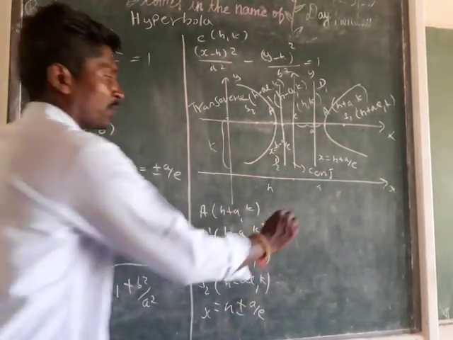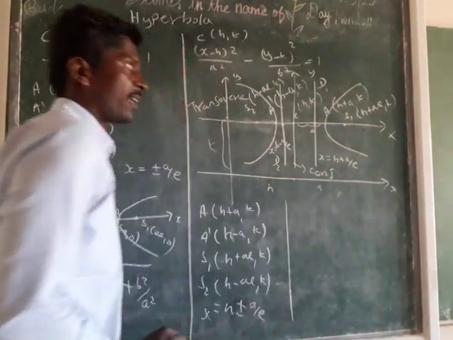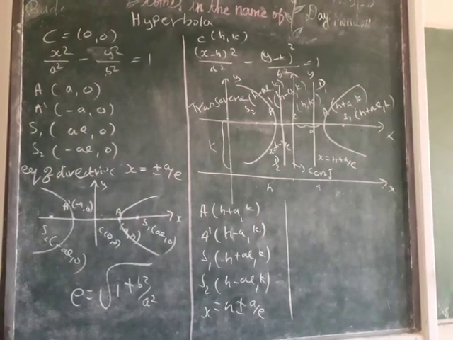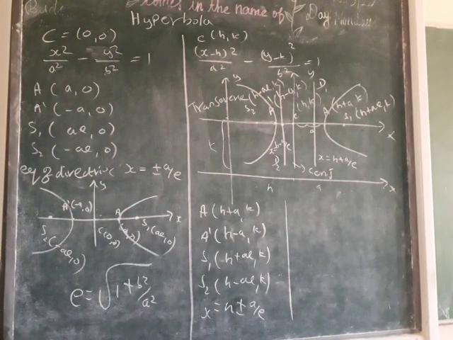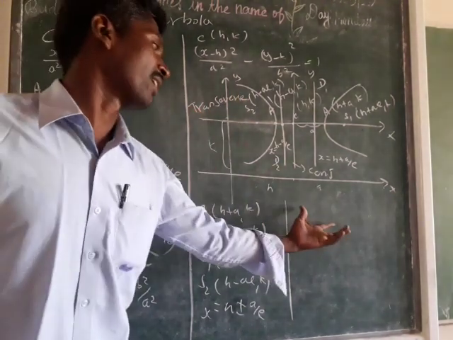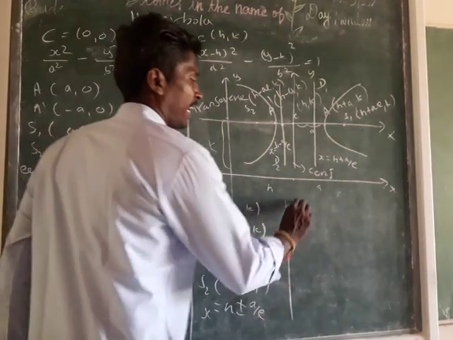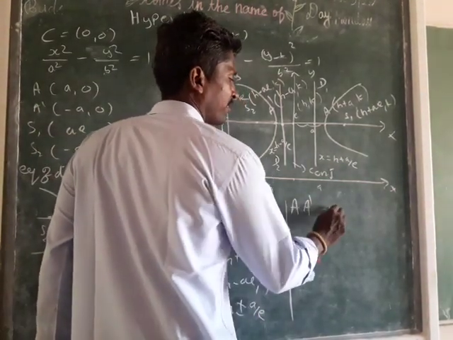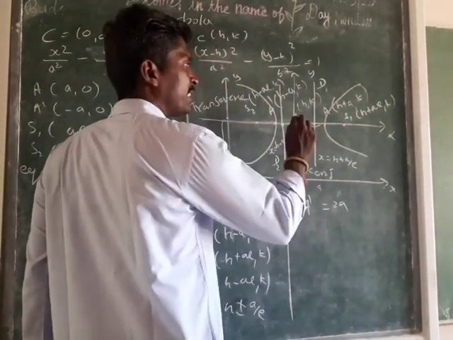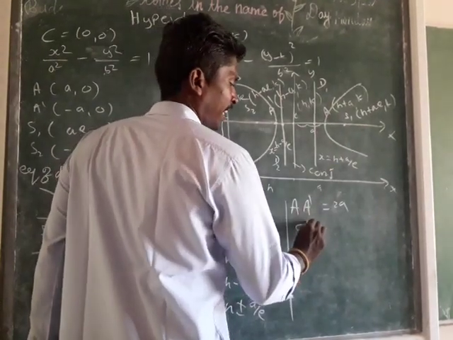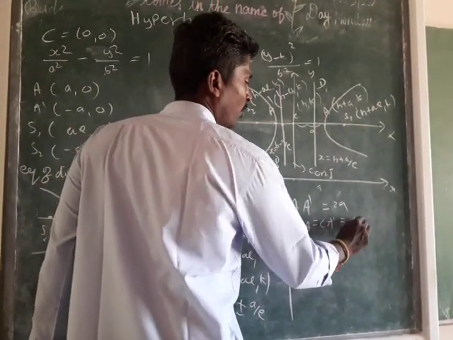Suppose the length of the transverse axis, A A dash, equals 2a. Same only, but the wording is different. So the length of the transverse axis equals 2a, that means A A dash. Then the distance between the center and the vertex, CA dash, equals a.